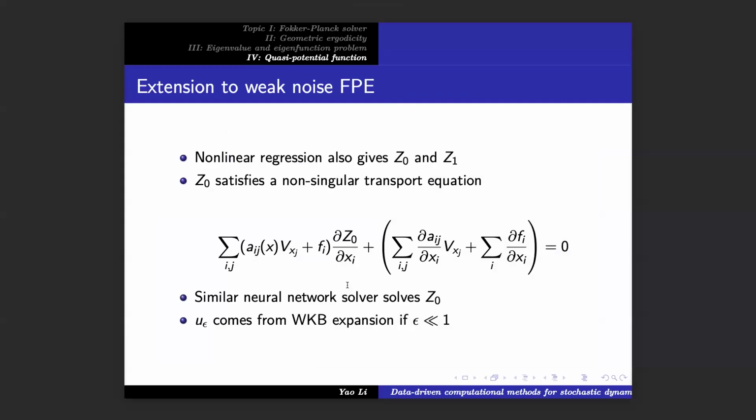And if you want, in addition to the quasi-potential, to understand this prefactor Z, then you can do the same thing, because Z actually satisfies a non-singular transport equation, so you can use the same neural network solver. Okay.